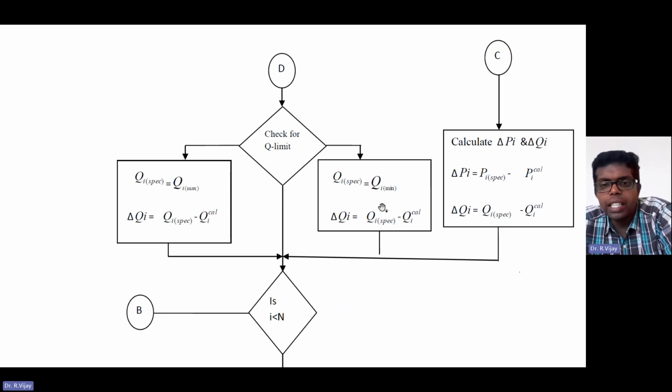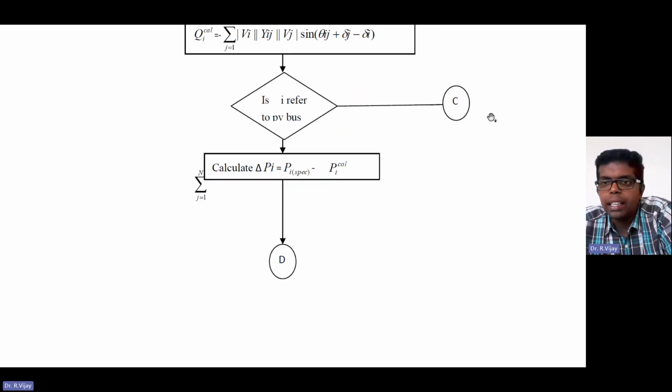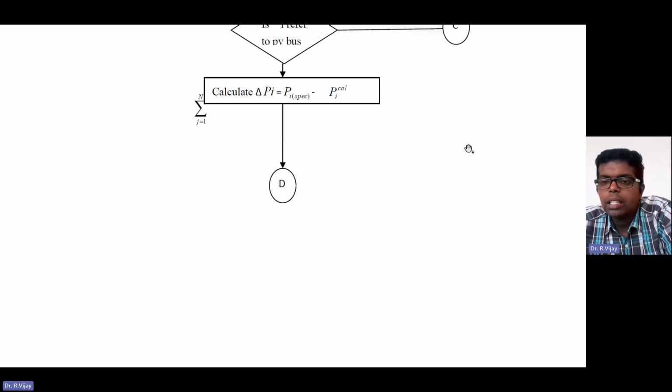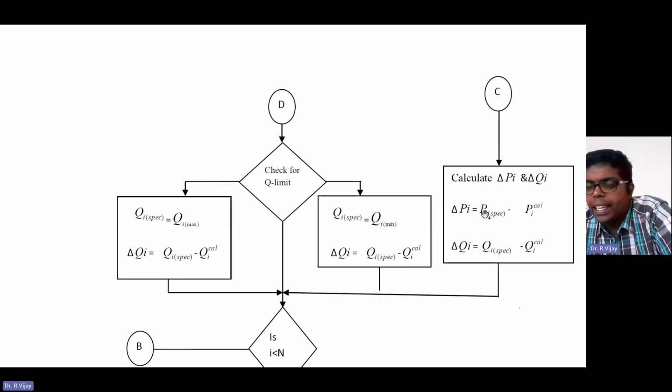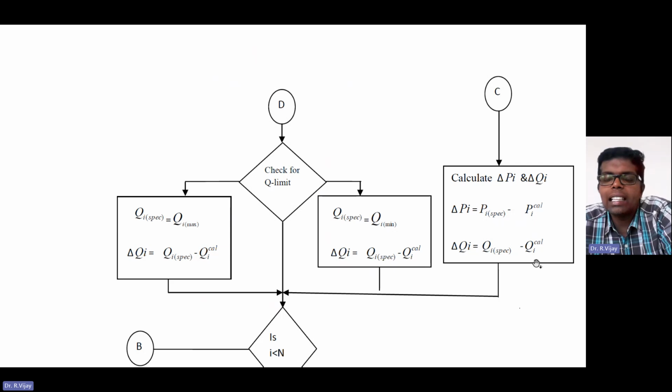Similarly, if it is for a minimum value, you need to calculate del QA, that is the specified value minus the calculated value. So in general, you need to calculate for real power also. Okay, so this C comes from here. So real power also you need to calculate. That is, del PA is equal to PA specified minus PA calculated value. That is, del QA is equal to QA specified minus QA calculated value.